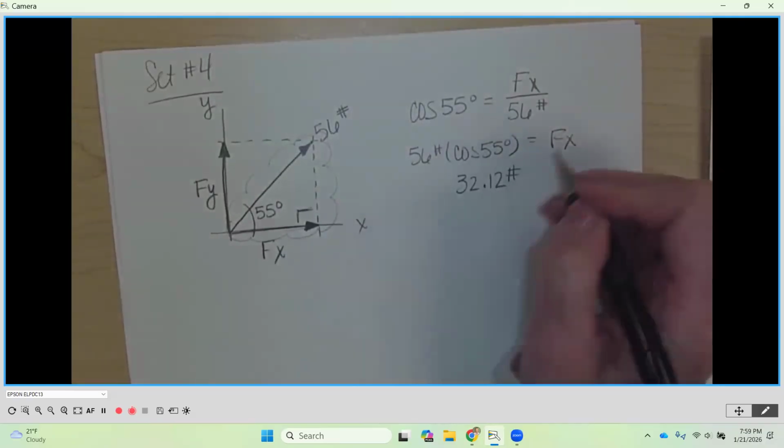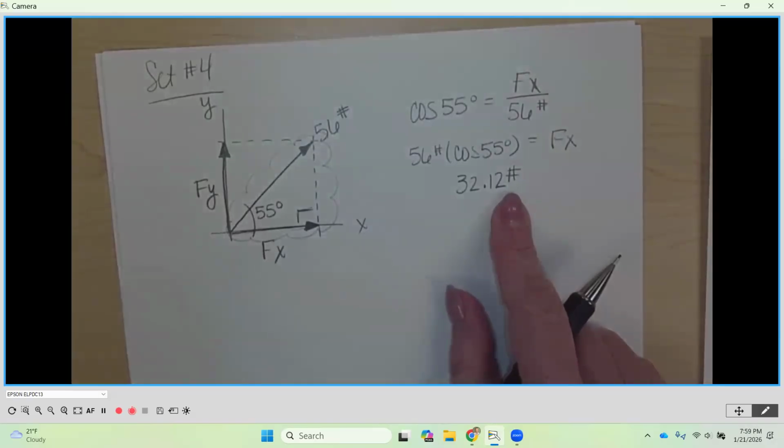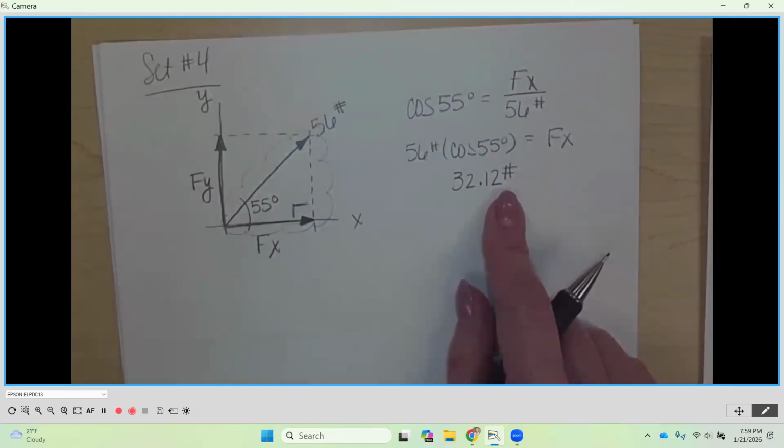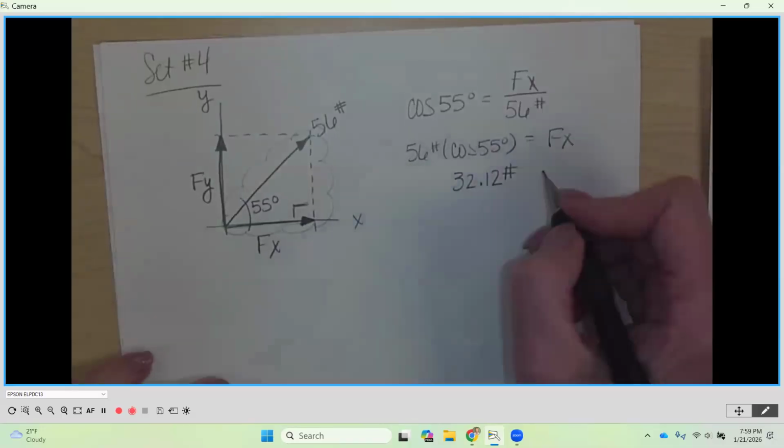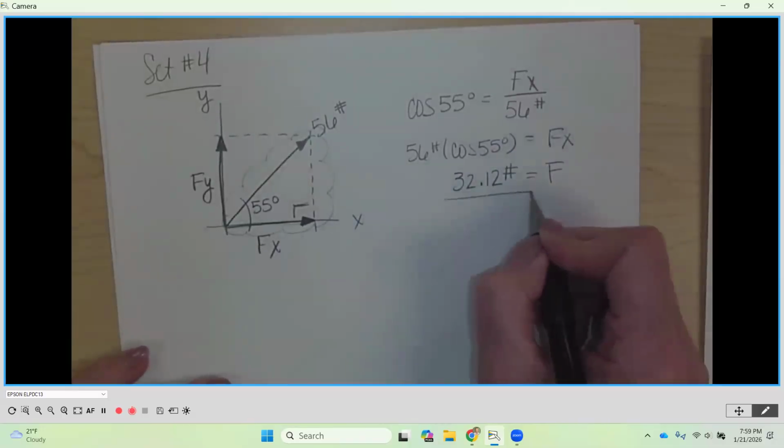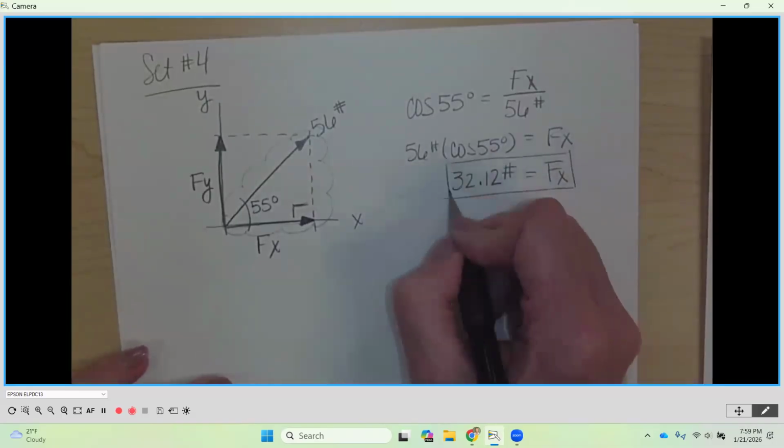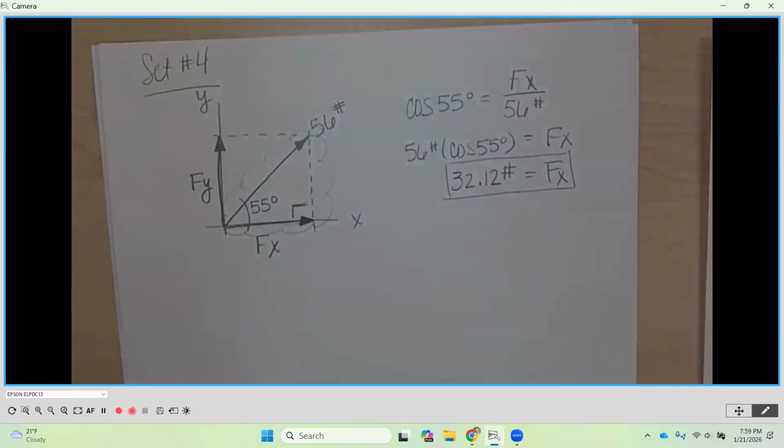55 cosine, 56 times. So you should get 32.12 pounds. Make sure you add your units. You could put lb here if you wanted to, but you have to add your units. This is a force. Not only does it have direction, it needs an arrowhead on the line, but it also has to have units. Degrees. Yep. Make sure you're in degrees on your calculator. Good. And then equal to Fx. And then we're going to put a box around that answer, okay? Because it was asking for the components. What's the magnitude of the component?